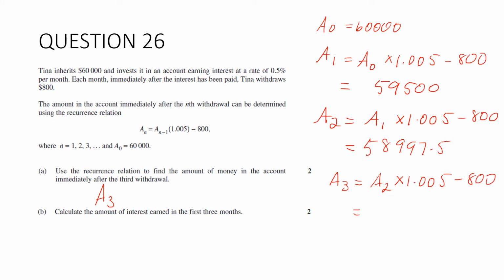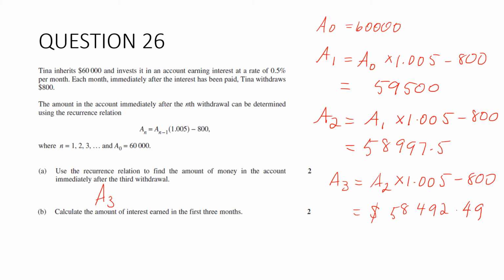And then finally A3 is A2 times 1.005, take 800, which is, and this is our answer, so I'll put a dollar sign and to 2 decimal places, 58,492.49.